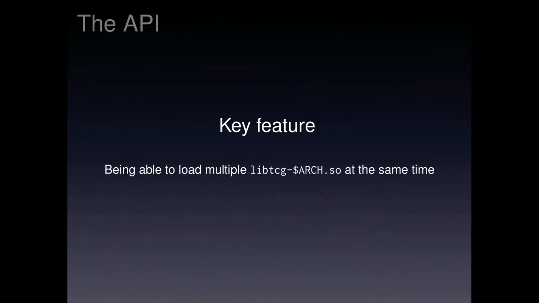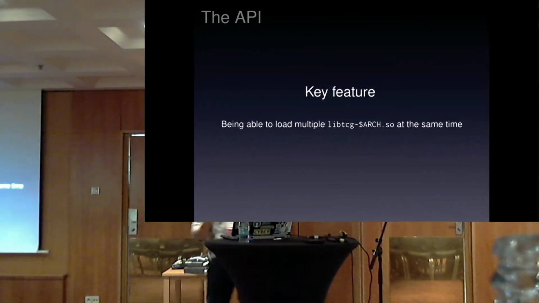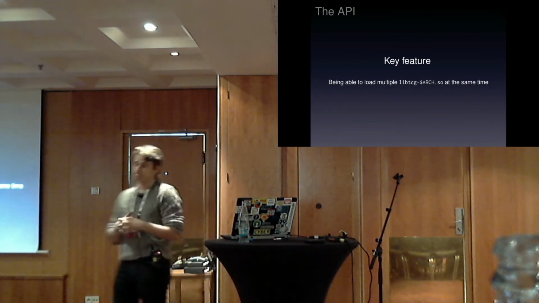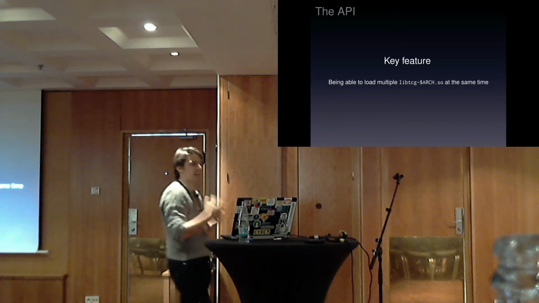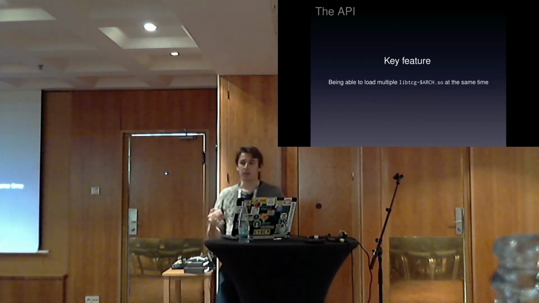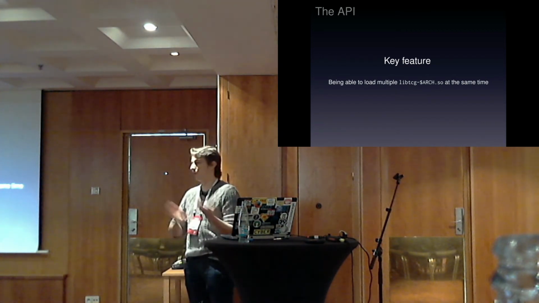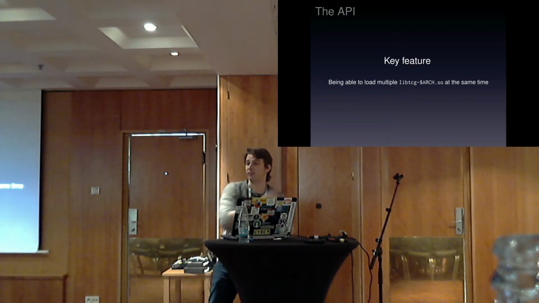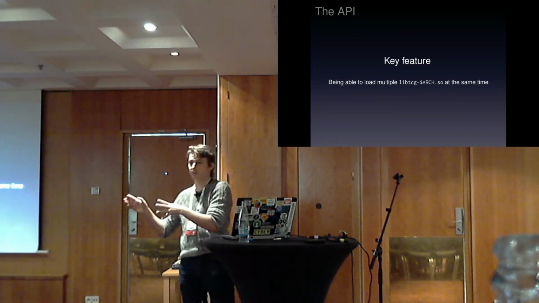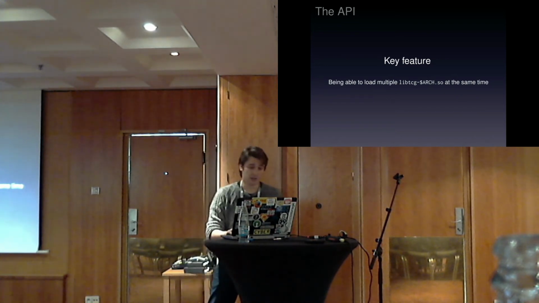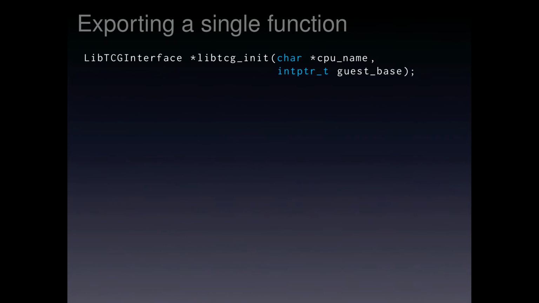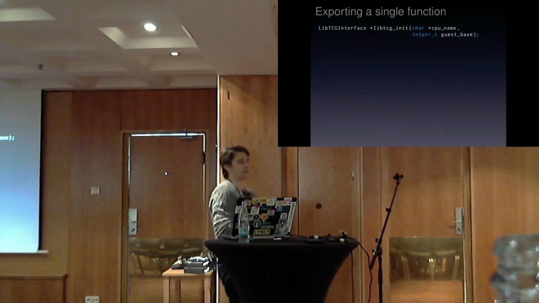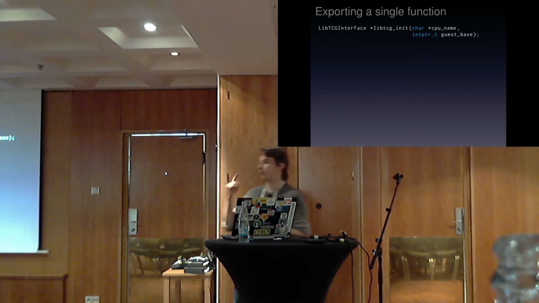Okay, let's quickly talk about the API. One of the key features that I wanted to have in libtcg was being able to load multiple versions of the library at the same time. So maybe at the same time, we want to be able to load libtcg for ARM and libtcg for MIPS, okay? They don't have to conflict. To do this, we decided to export a single function, okay? So your shared object, your dynamic library, exports a single function.